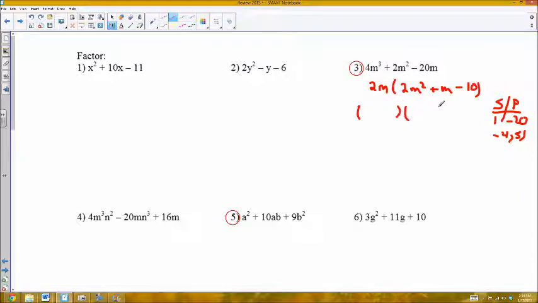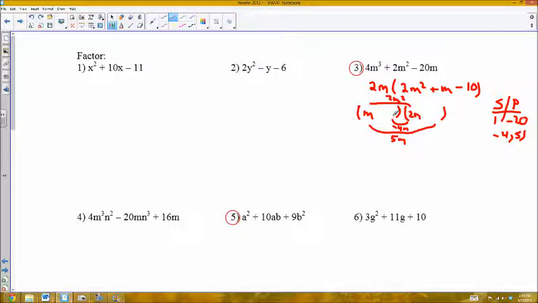So I'll have my 2 bubbles. I'm going to do this with the bridge. My leading term is 2m squared. My inner and outer terms are negative 4m and positive 5m. So greatest common factor again between 2m squared and 5m is just m, which makes this 2m in order to get a product of 2m squared.